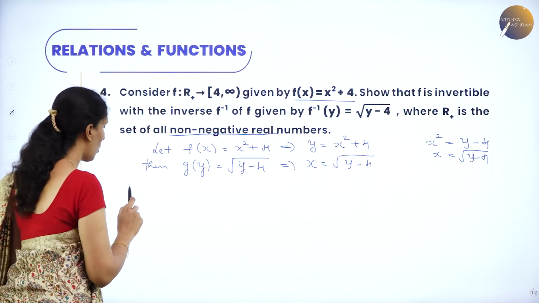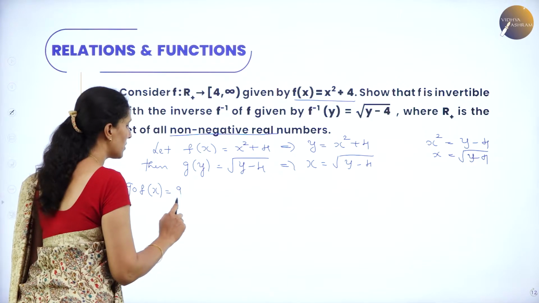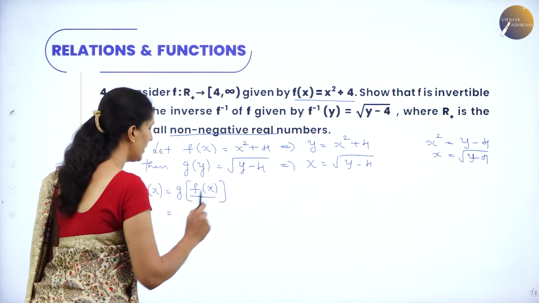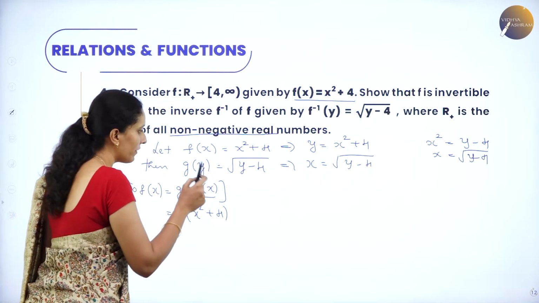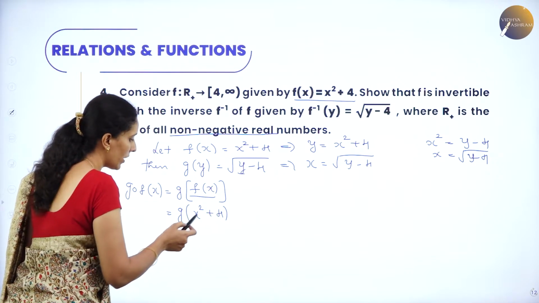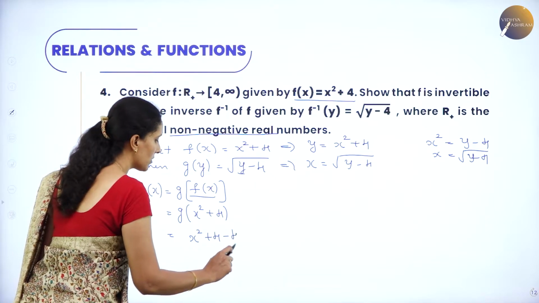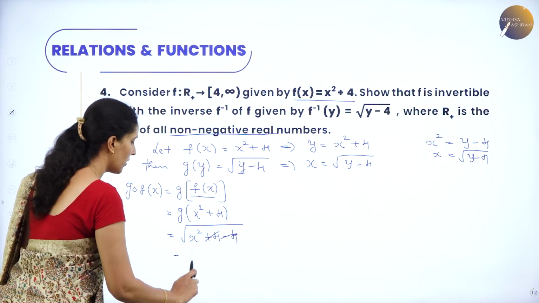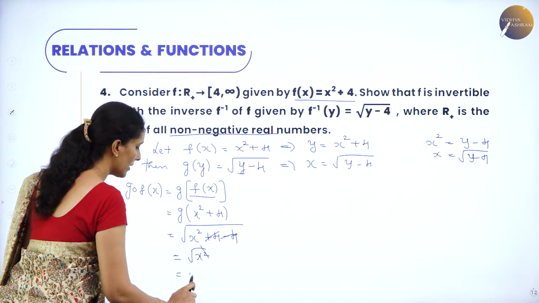So let me take the composition g naught f of x, which is g of f of x. So how is f of x defined? In the form of x square plus 4. How is g of y defined? Root of (y minus 4). So in the place of y, you are substituting x square plus 4. So this is the square root of (x square plus 4 minus 4). Plus 4 minus 4 gets cancelled. We have square root of x square. So the answer is x.